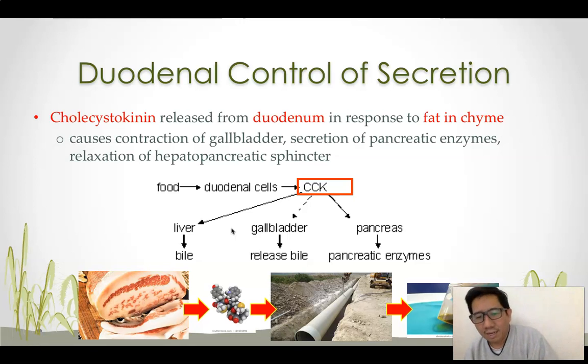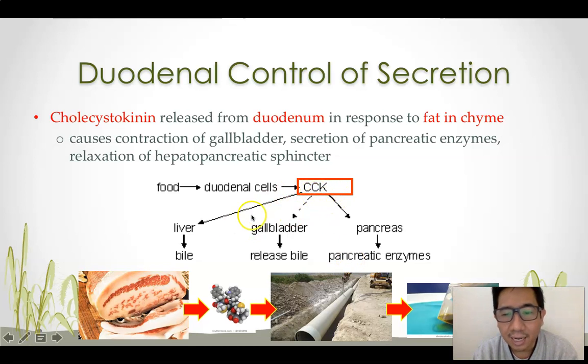Then where does that go? Once CCK is released, it goes to your liver and tells your liver, hey, you're my guy, you're going to produce bile for me. So CCK tells your liver to secrete bile. Bile looks like this, a kind of greenish, dark green color.